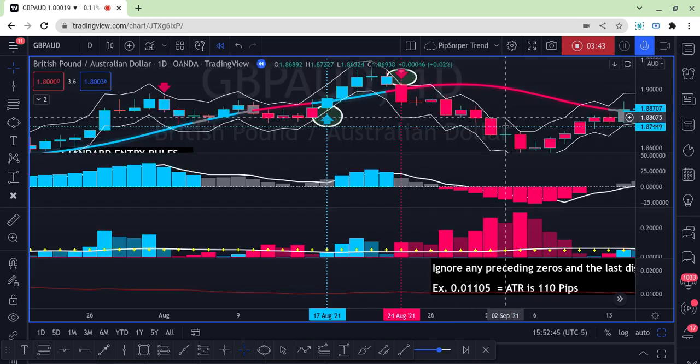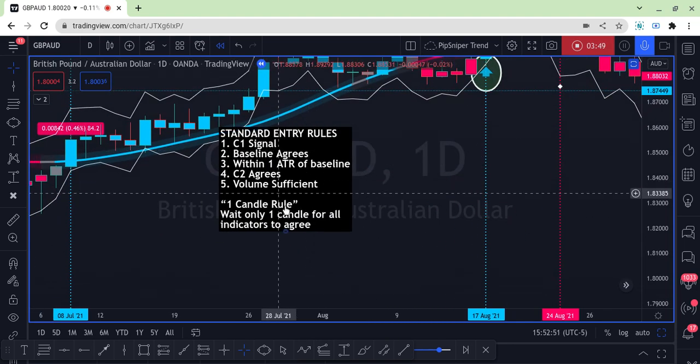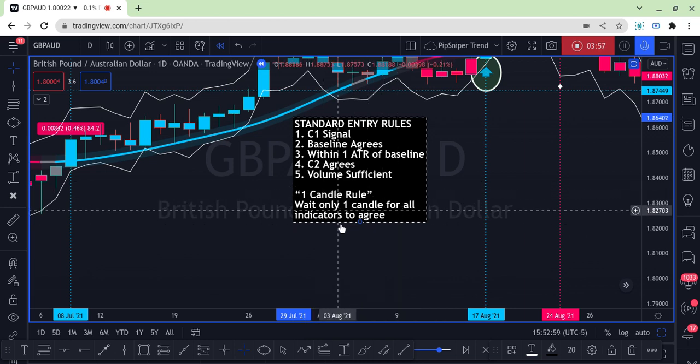All right, guys, that's it in this video. We have gone over most of the entry rules for standard entry with our algorithm. The only thing we have to check out is the volume. Once we get to this part, and I'll talk about the 1 candle rule, we'll be done. We'll put it all together, and hopefully in under 5 minutes, I can help you put it all together.